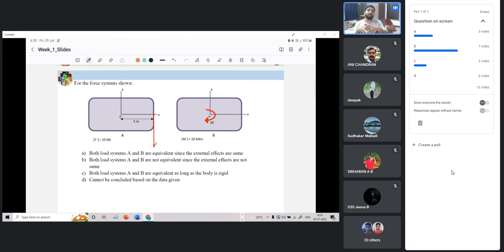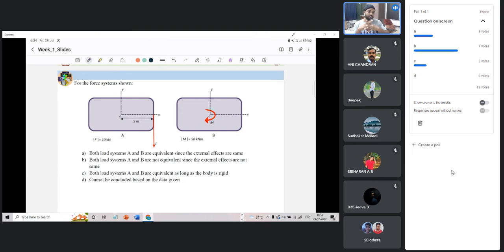So what would be the external effect of force system A? Because of the force it will translate, it will go down. Because of the moment couple it will rotate. So it will have a translation as well as a rotation simultaneously. Whereas if you see system B, system B will only rotate because there is no translational force that is causing its movement. There is only a couple that will make it rotate. So this is why these two are not equivalent, and hence the answer is B.